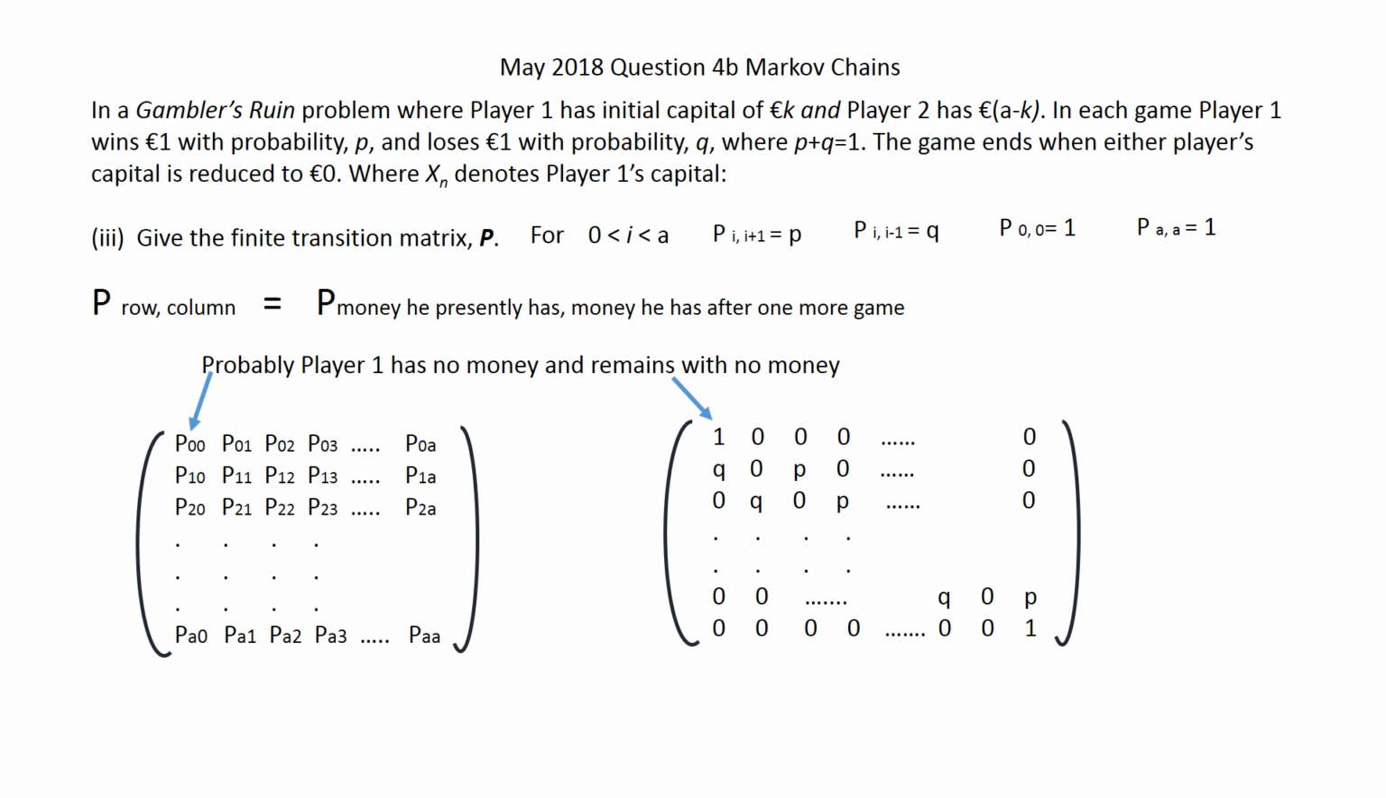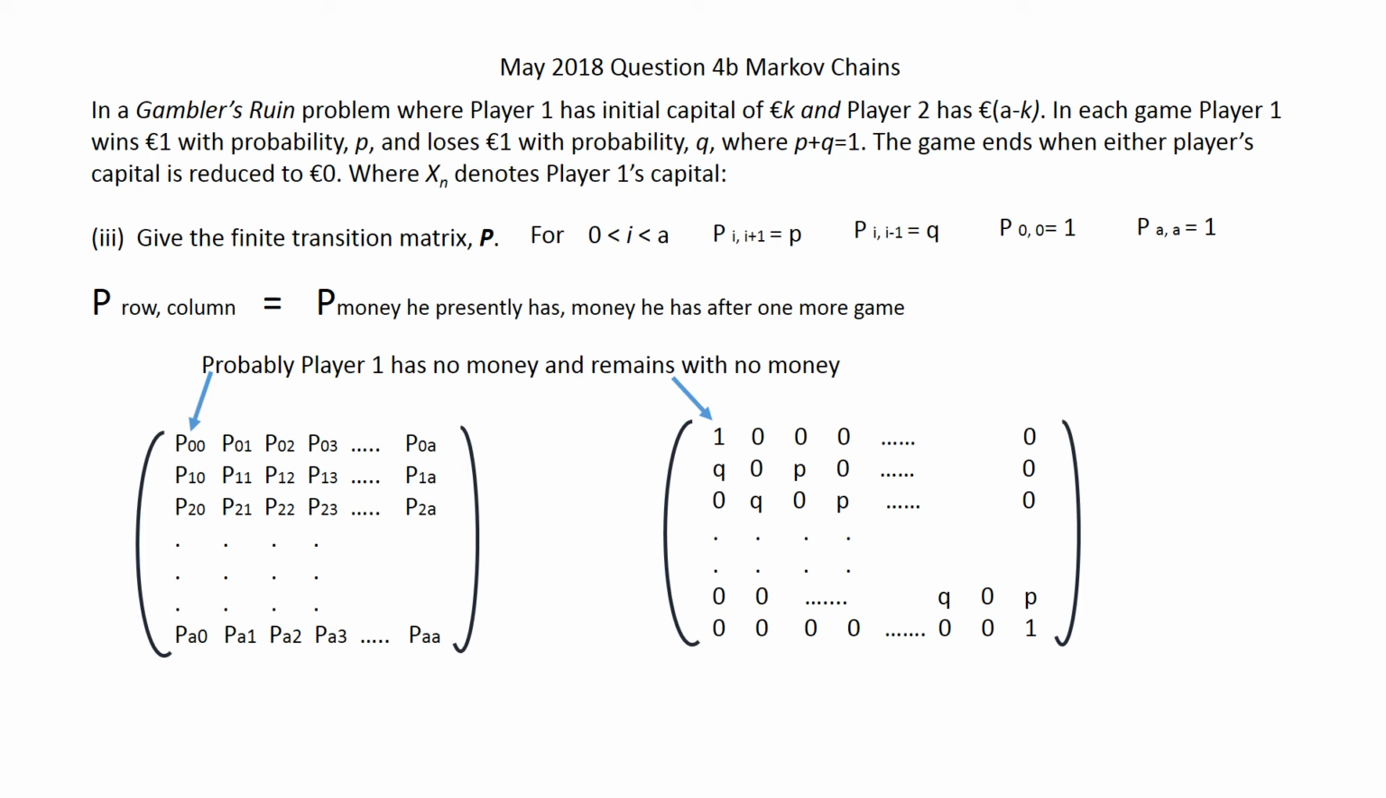And then P12, on the second row but the third over: they have €1, they win the game, and they end up with one more euro, giving them €2. That's a probability of P. And you can only win up to €1. You can't win any more than that, so it's 0 the rest of that row. And this Q, 0, P pattern occurs the whole way down the diagonal of the right-hand matrix.